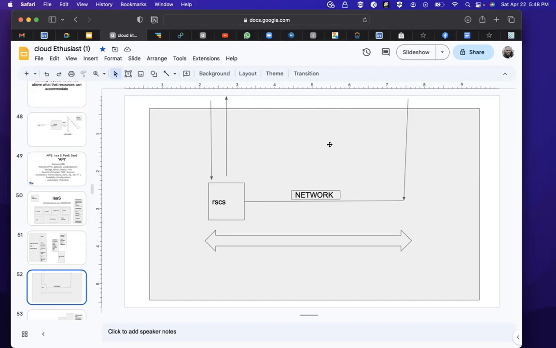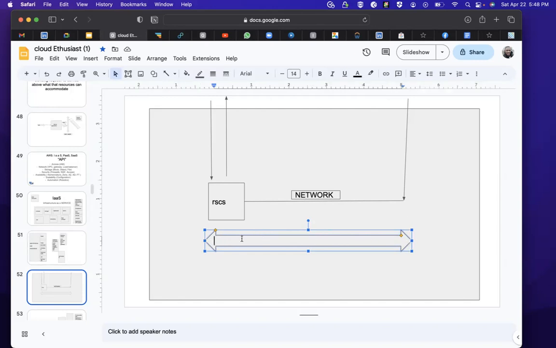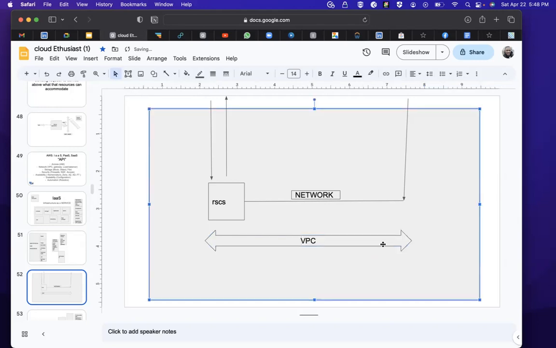You can call it a highway. But despite you have your resources in that region, you cannot put all resources everywhere in the region. You understand now? So that particular place, that first network you create in that region, is called your virtual private cloud network, also known as VPC. So a VPC is actually a network that you create for a region.